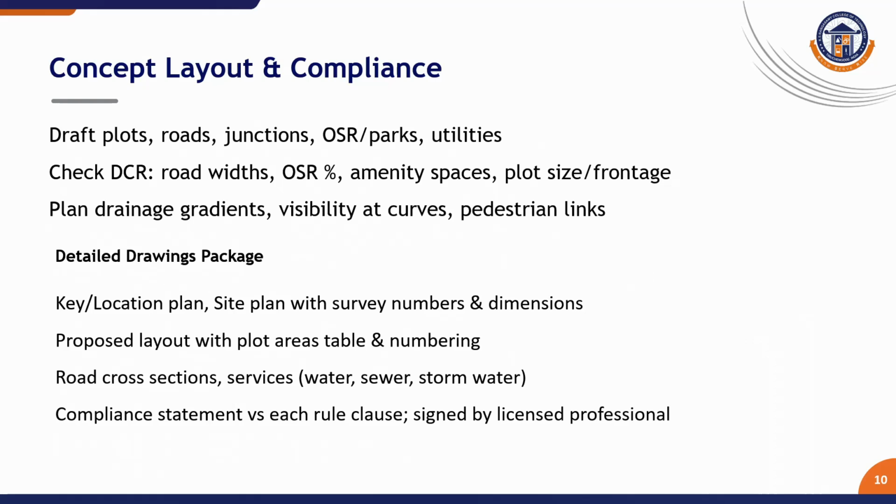On this base map, we now draft the concept layout. This involves plotting the proposed plots, road junctions, open space reservation (OSR) areas, and utility corridors. At this stage, we must meticulously check all the development control regulations (DCR): the required road width, the percentage of land to be reserved as OSR and amenity space, and the minimum plot size and frontage. We must also plan for drainage gradient, visibility at road curves, and pedestrian links.